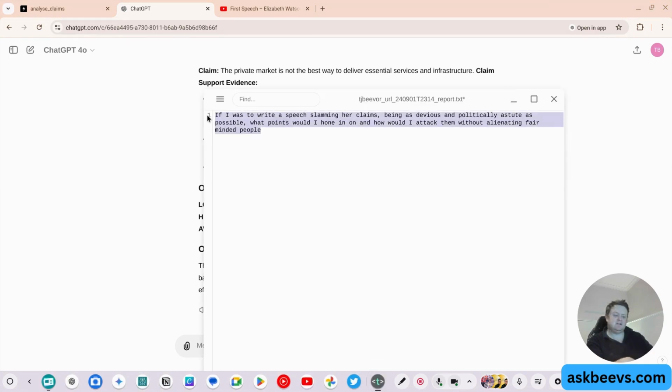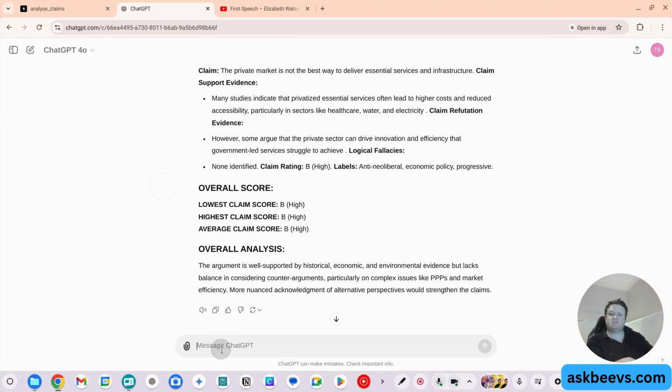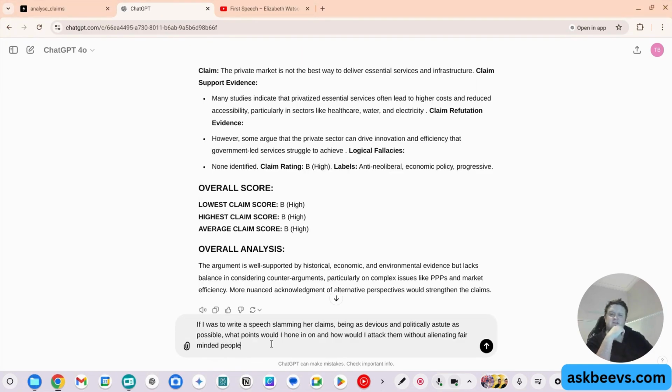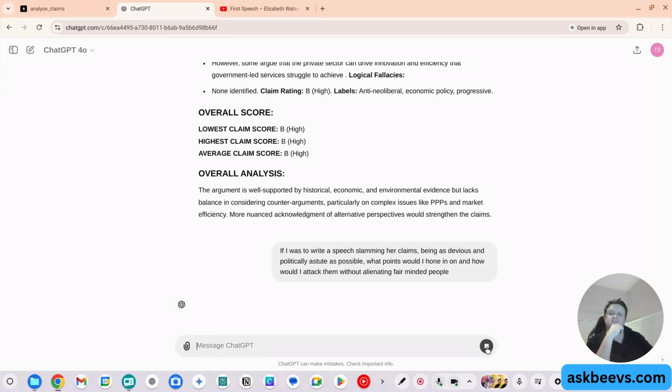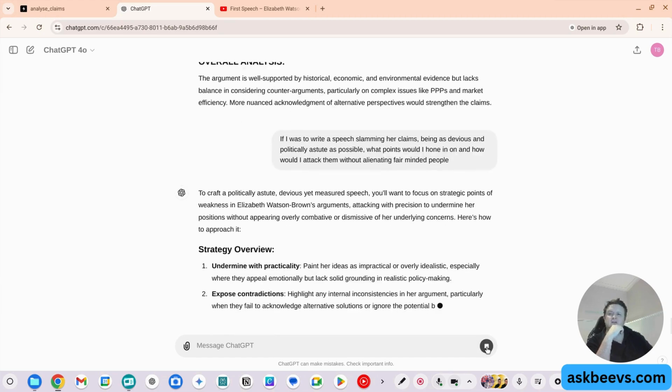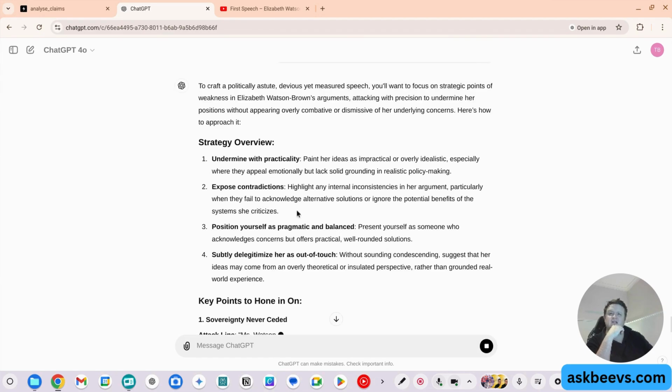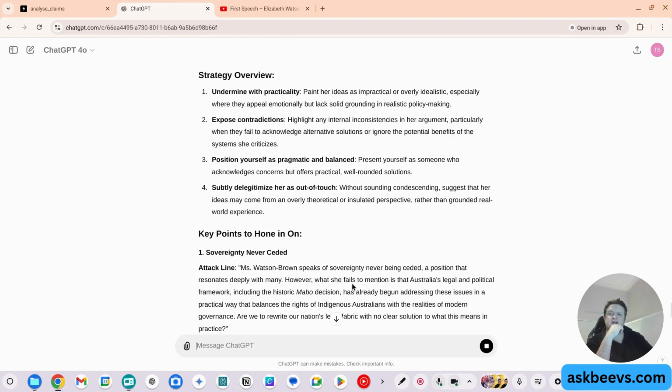So what I did was I just created this little prompt here. If I was to write a speech slamming her claims, being as devious and politically astute as possible, what points would I hone in on and how would I attack them without alienating fair-minded people? So if we run that prompt, undermine with practicality, expose contradictions, position yourself as pragmatic and balanced, subtly delegitimize her as out of touch.